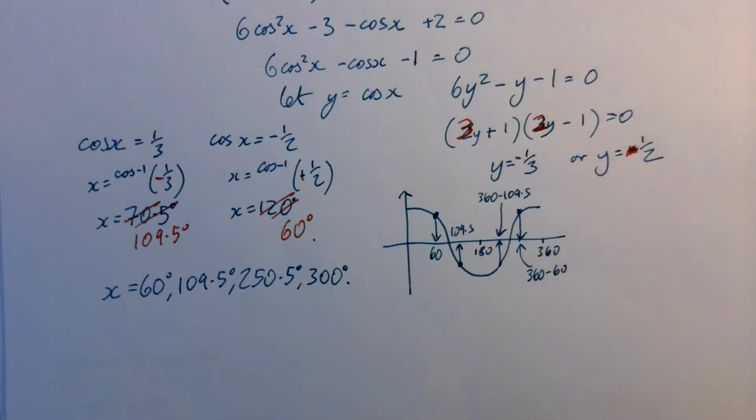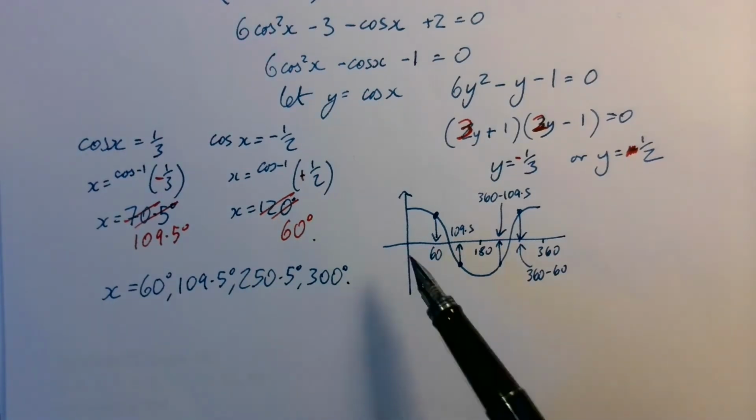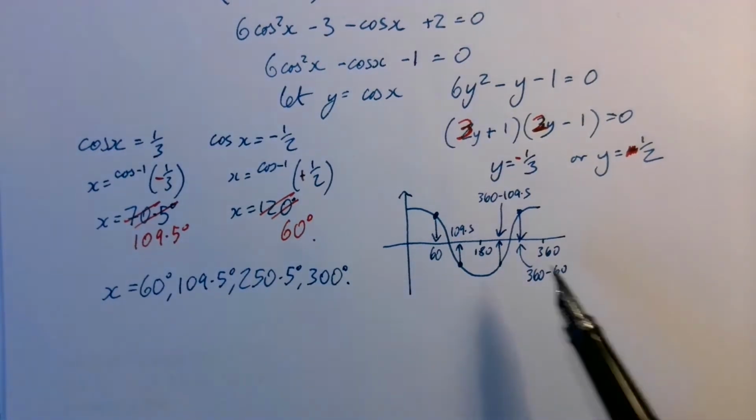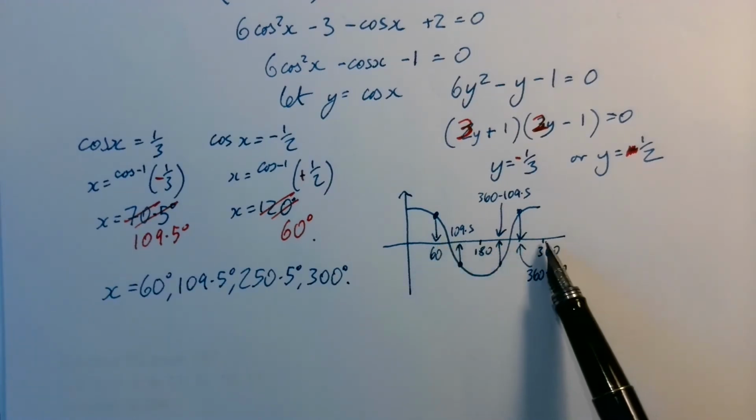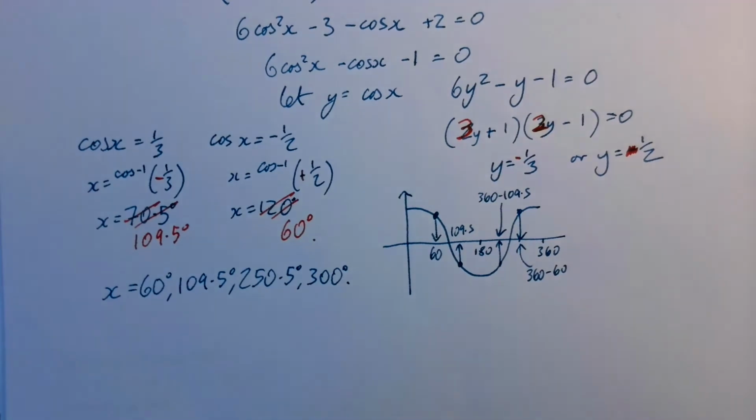And so what we should have is 60 degrees, 109.5, 250.5 and 300, because with the cos curve to get it balanced out, you're going to be taking your initial values from 360, because it's nice and symmetrical around the 180, isn't it? Great. Okay, we've just got 2 to go.